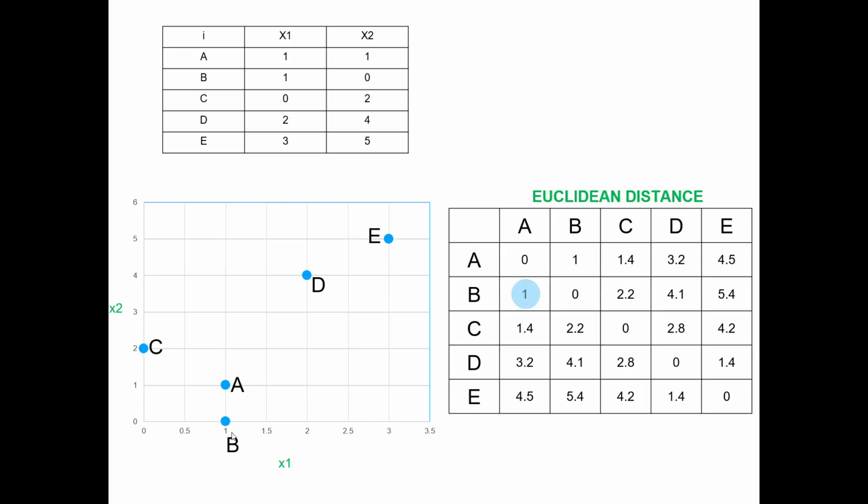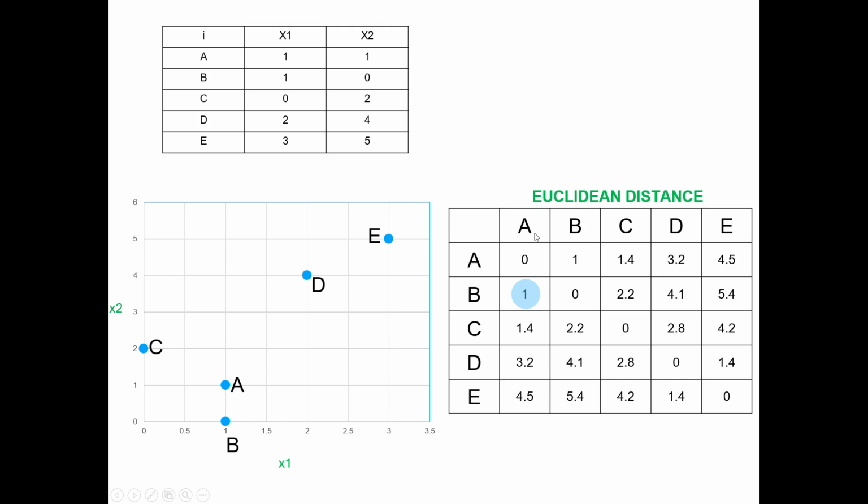Okay, let's do one example here. How many data points do I have here? How many features? The reason I have two features is so I can draw everything and we can see what is happening. At first, how many clusters do I have? 5. And what I need to calculate is this pairwise table.